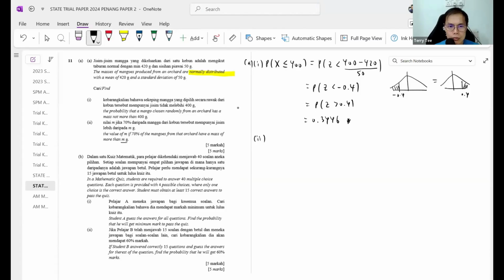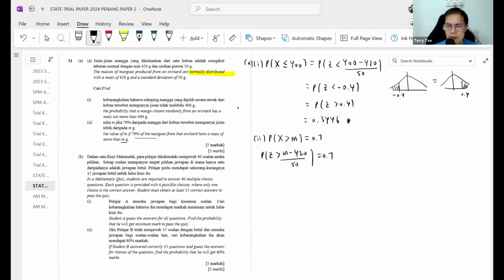Okay, Roman 2, you want to find the value of m if 70% of the mangoes have mass of more than m. So 70% more than m. So the probability that x is more than m equals 0.7. Okay. Now, we need to standardize this. Change from x to z, m minus 420 divided by 50.